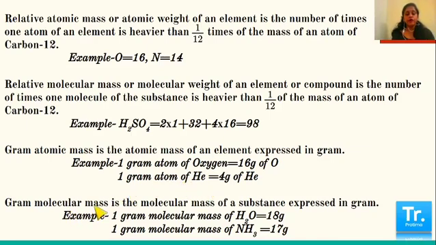Similarly, gram molecular mass, this also we represent as capital G, capital M and capital M, GMM. So gram molecular mass is the molecular mass of the substance expressed in grams. Like if I say 1 gram molecular mass of water, I mean 18 grams of H2O. Similarly, if I say 1 gram molecular mass of ammonia, I mean 17 gram of NH3. At the same time, if I say 2 gram molecular mass of ammonia, how much is it? 17 into 2, that is 34 gram of NH3.